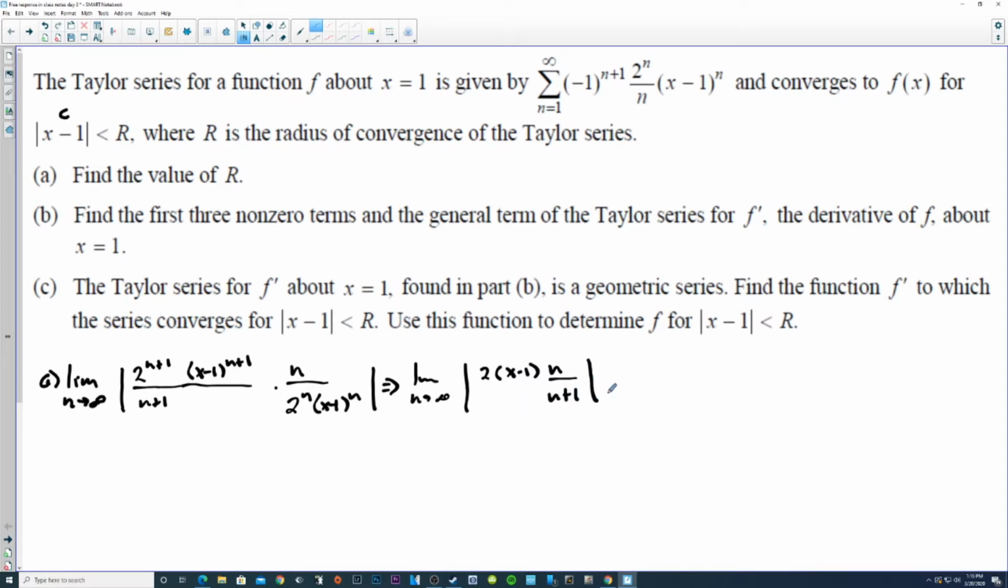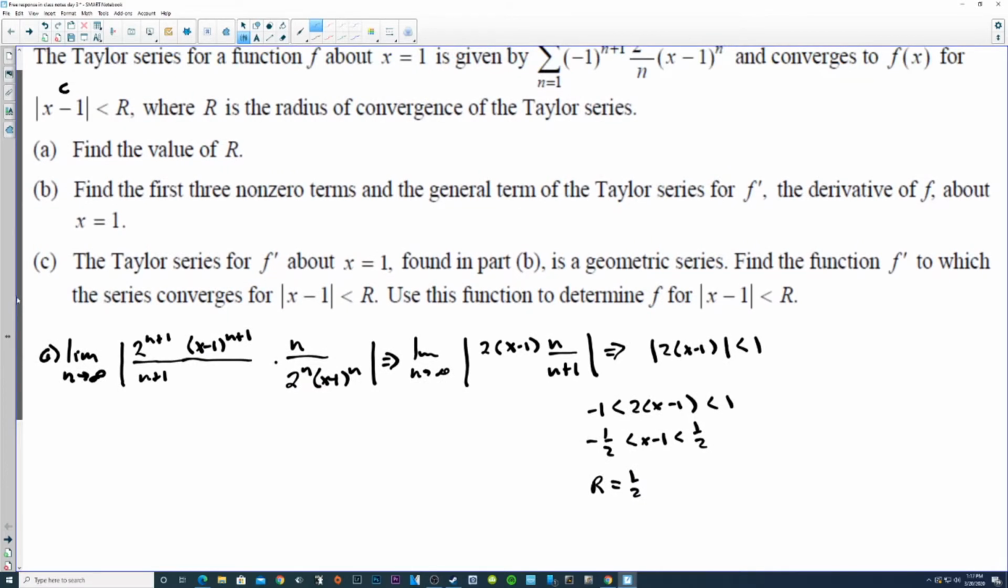Well, the limit on n is going to be 1, so this goes to the absolute value of 2 times x minus 1 is less than 1. So now we know negative 1 has to be less than 2 times x minus 1 has to be less than 1. So negative 1/2 less than x minus 1 less than 1/2. So we're centered at 1 with a radius of 1/2. And A says, what is r? R is equal to 1/2.